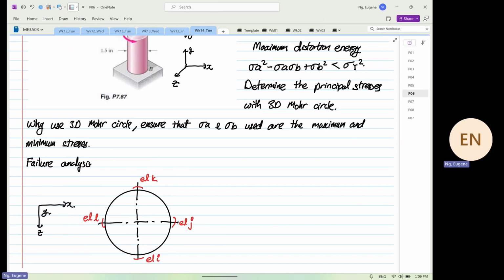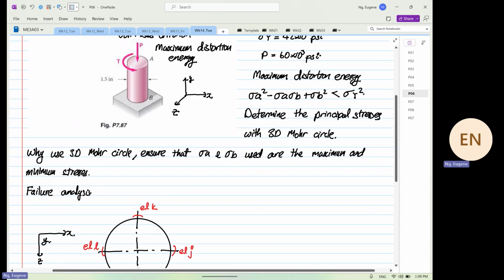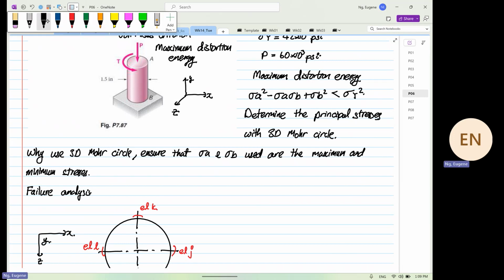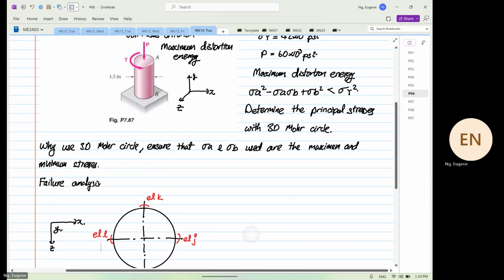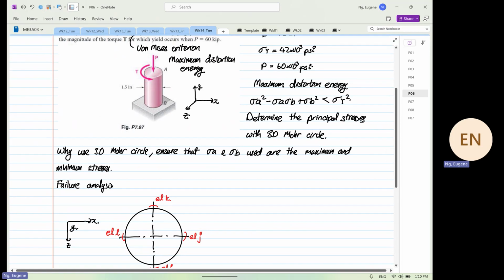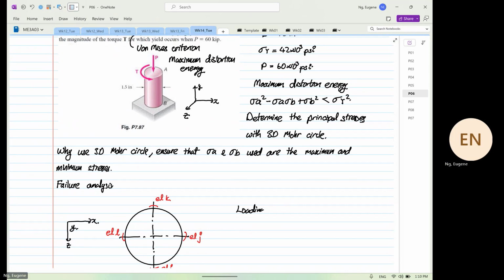And if we look at the loading condition over here, we have an axial load. Now in the exam, you don't need to do this. I'm doing this because I'm teaching you. In the exam, you don't do this.